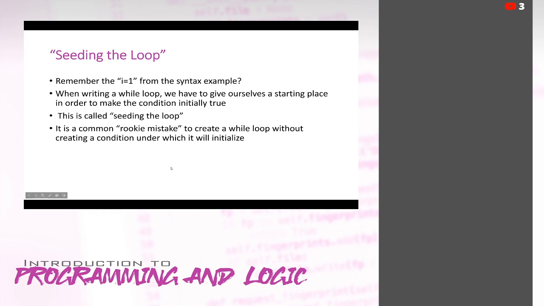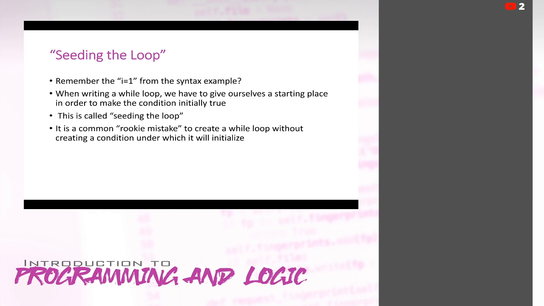So when writing a while loop, we have to give ourselves a starting place that's going to make that condition initially true. Whether we enter it in as a variable or whether we get it in as an input from our user or whatever. And we call this seeding the loop. And it is kind of a common rookie mistake to create a while loop without creating a condition under which it will initialize. That's the big thing there, is having a condition under which this while loop will start to run.